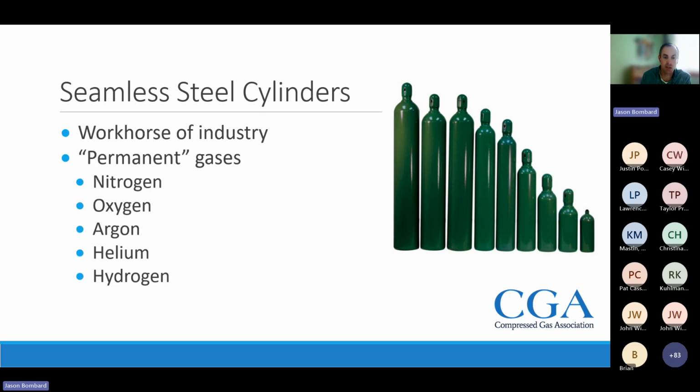These are pretty much a workhorse of the industry, and you'll find a lot of your permanent gases are typically shipped in these. Those would include your nitrogen, oxygen, argon, helium, and hydrogen. You'll also see other lower pressure gases can be shipped in them, but typically they're the high pressure ones.